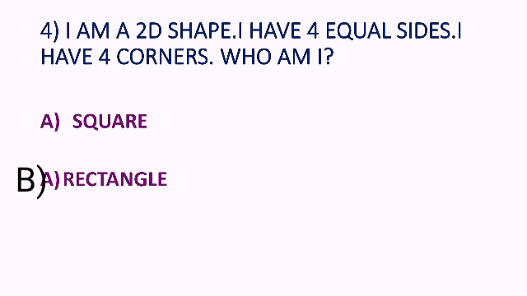Everyone has a particular number of sides, a particular number of corners, and a particular number of lines of symmetry. So recollect that. On the basis of that, try and answer question number 4. Which one will be the correct answer? A, square, or B, rectangle? Clear?